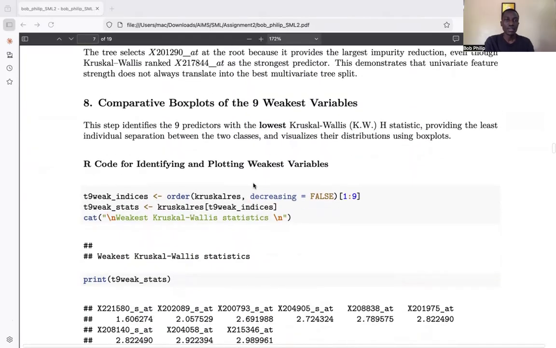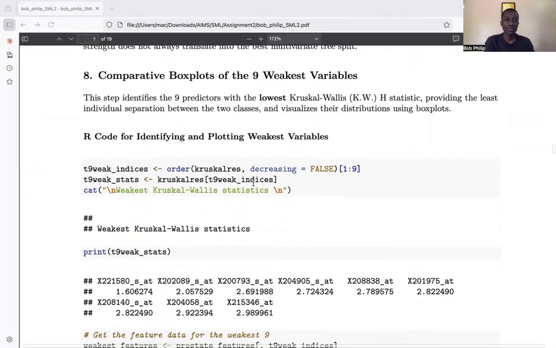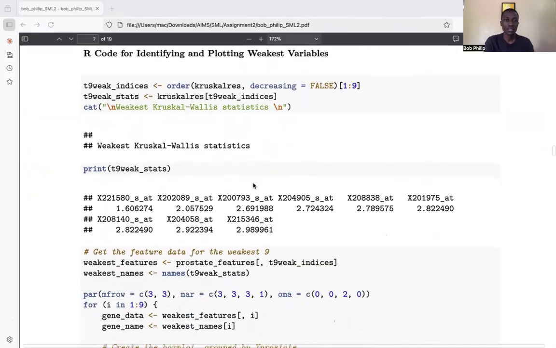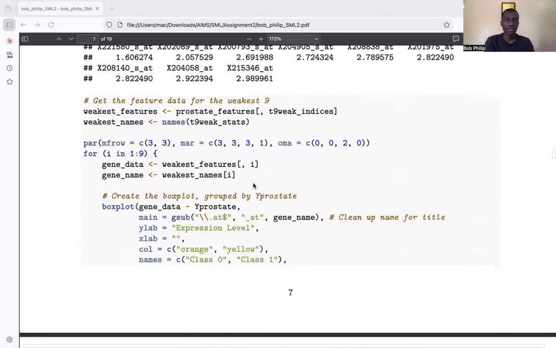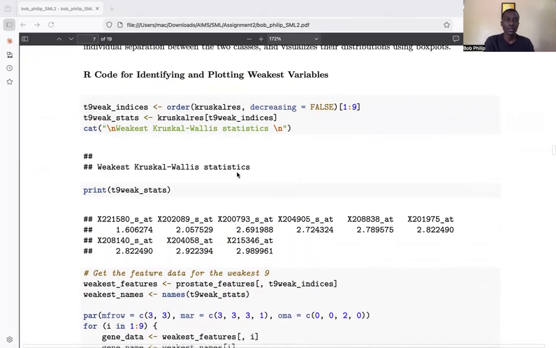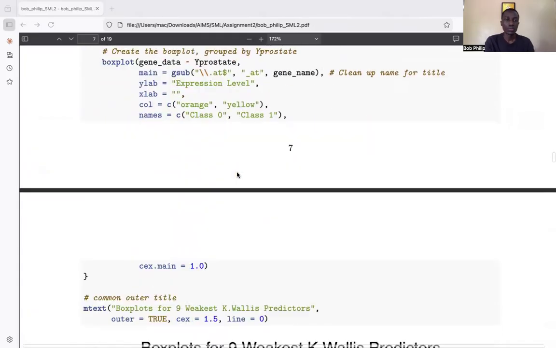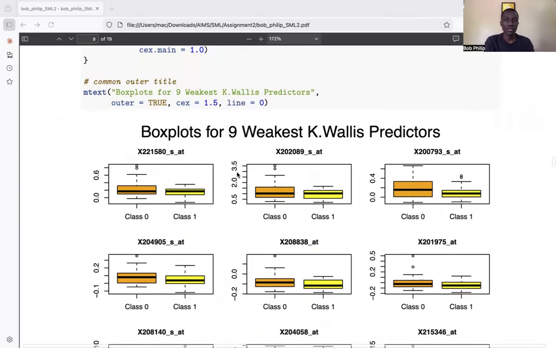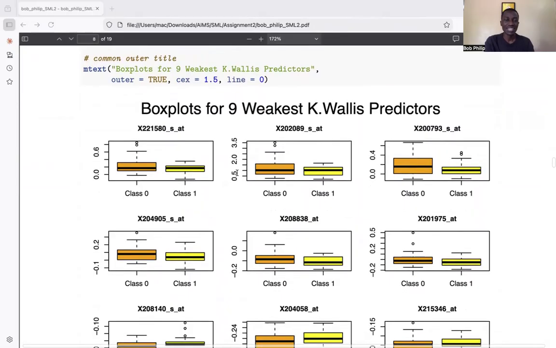Comparing the box plots of the weakest variables using the critical statistics. These are the variables with the weakest estimation. So here are the weakest predictors, and you can see their means are almost on the same line.